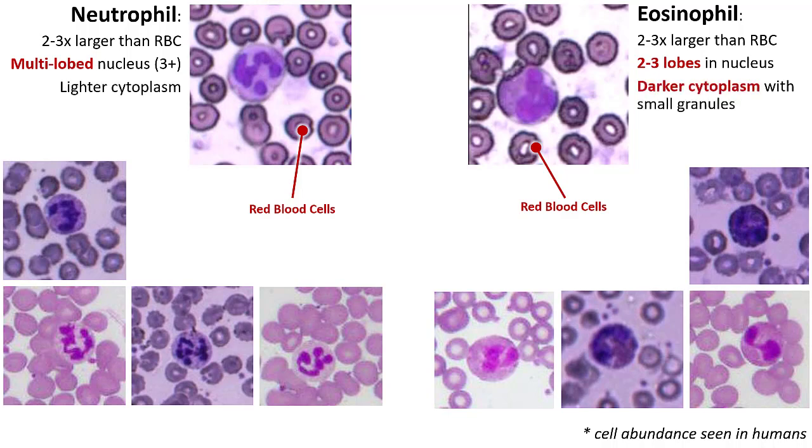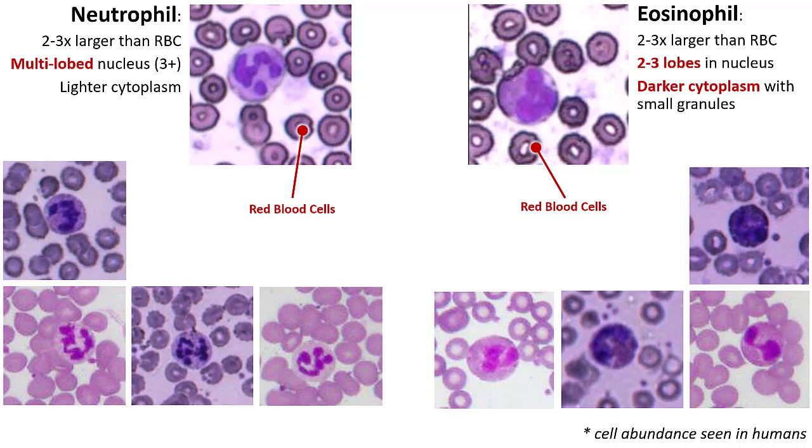Another distinguishing characteristic is the relative darkness of the cell's cytoplasm. The cytoplasm of neutrophils is typically a lighter shade, while that of eosinophils is typically darker. This is caused by small granules in the cytoplasm that make it look more shaded.